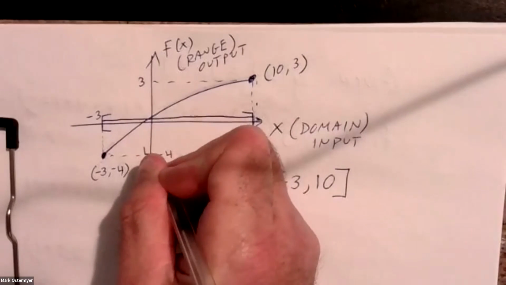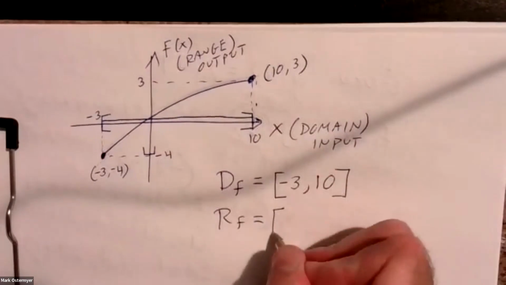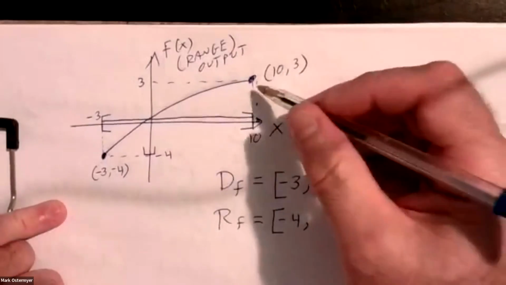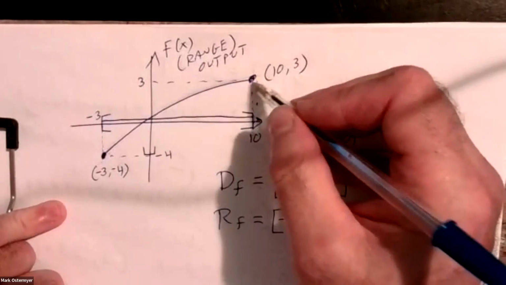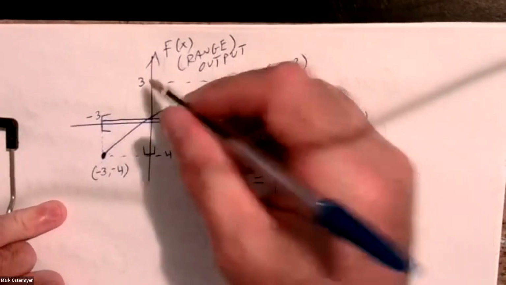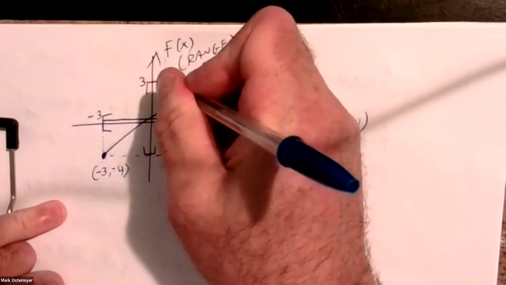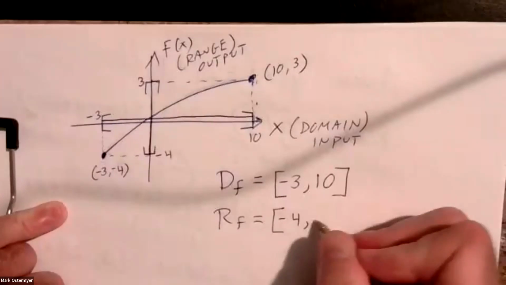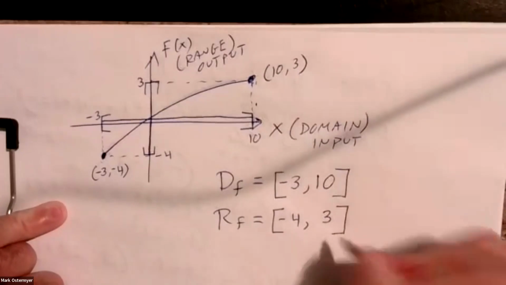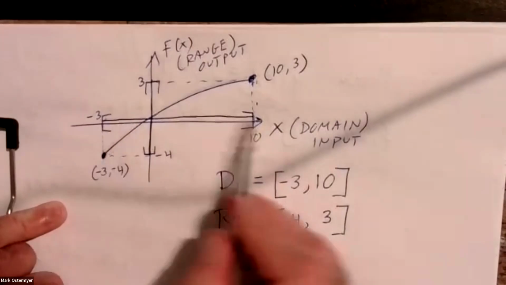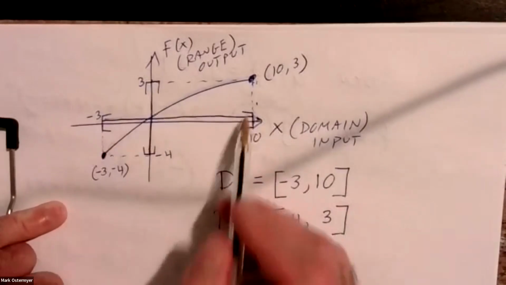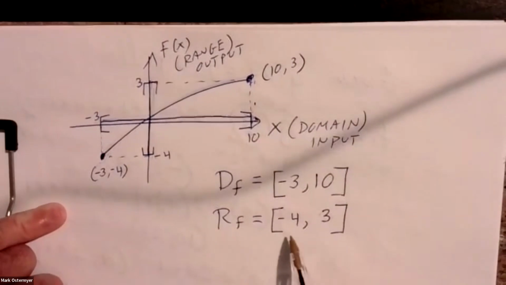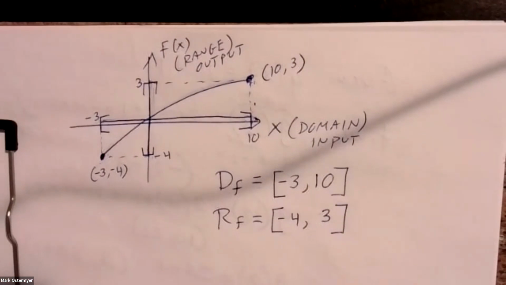So -4 is the smallest y coordinate found in the range, comma, up to, what's the largest y coordinate of any point on this graph? That's going to be the highest point on the graph, whose y coordinate is 3. So the range of this function goes from -4 up to 3. That's the range. Domain pertains to x coordinate values. Range pertains to y coordinate values. Okay. Any questions how I hammered out the domain and range for that function?